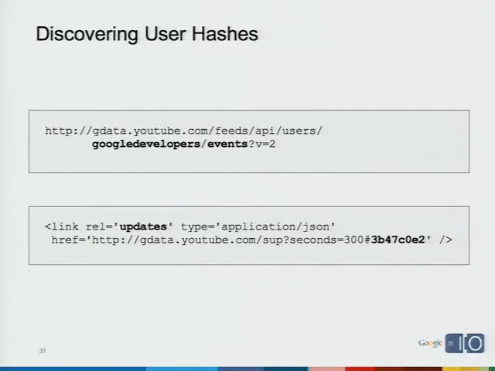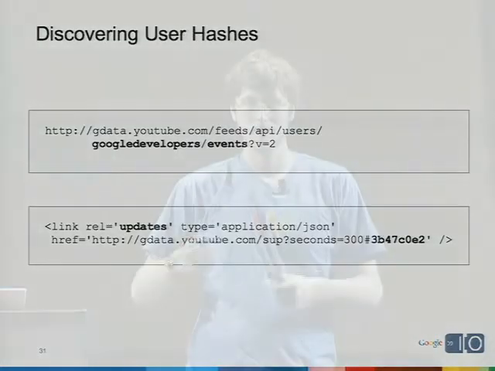So the flow here is that someone will go to your site, and they will authorize you to use their YouTube account or otherwise indicate what their user account is on YouTube. And then you can pull their activity feed, which will give you a chance to pre-populate all activities they have done in the past. And at the same time, you can grab their SUP hash, and now you can start monitoring the SUP feed whenever they have updates.